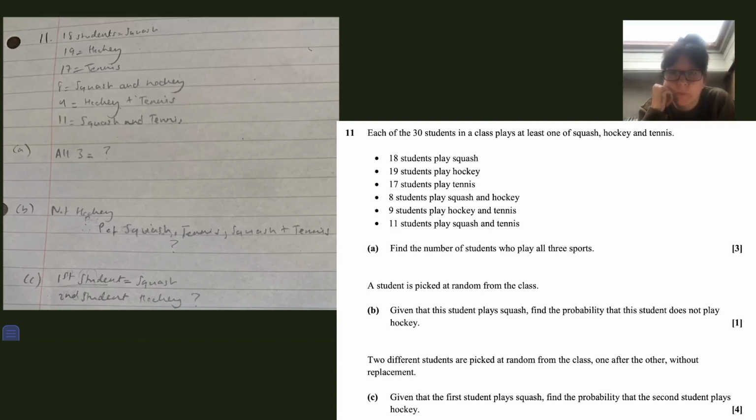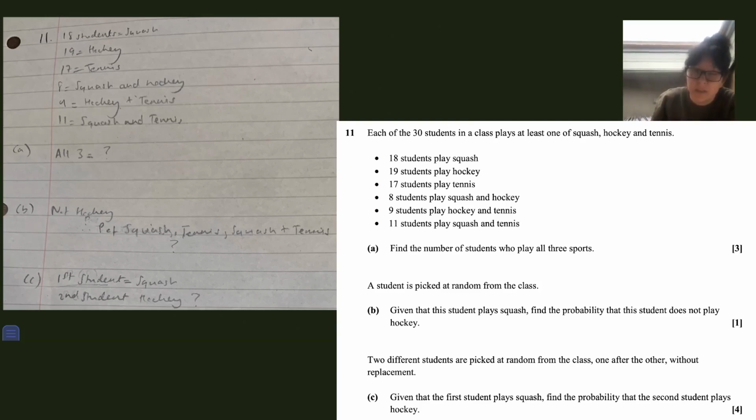Looks like a typical probability question. 30 students, 3 different things: squash, hockey, tennis. They can do different combinations of them. The thing that I noticed straight away here is you don't have any form of diagram or table. I'd say that's what the problem here is. There's no way we can solve this without organising that information.